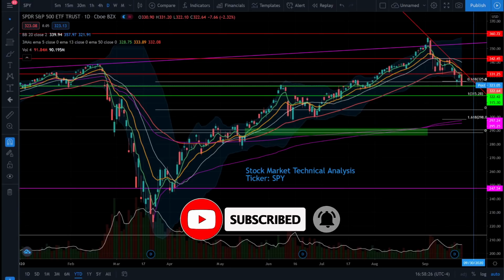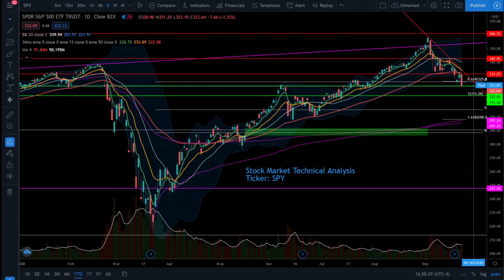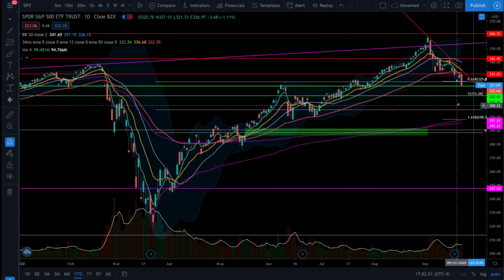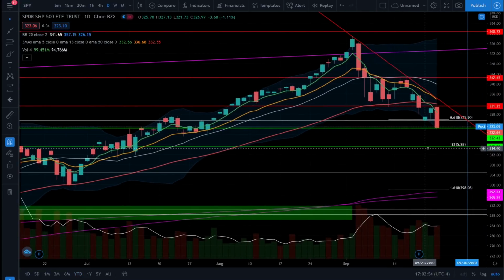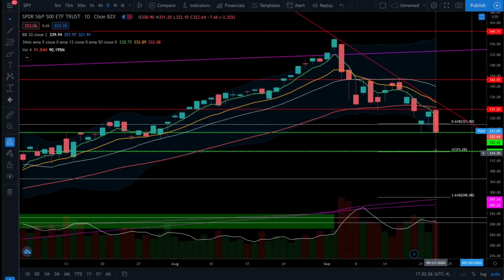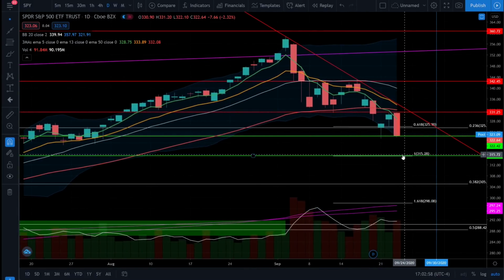Now first up, we have the ticker symbol SPY, which is the SP500 ETF. So let's go ahead and crack open this chart and see what's going on in the stock market today. Alright, so we see with today's price action on the SPY ETF that we closed down negative 2.32%. So overall, another very bearish day to add to our very bearish trend that we've been observing.